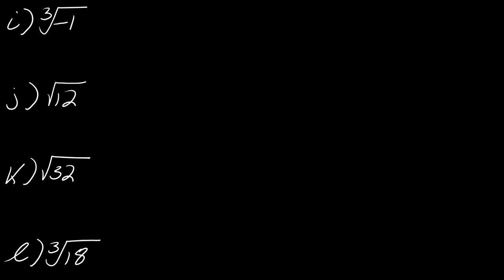Continuing on, the cube root of negative 1. So cubes of negative numbers are all good, and so for the cube root of negative 1, this just equals negative 1. This is just negative 1 times negative 1 times negative 1. Oops, times negative 1. And that will ultimately equal negative 1.